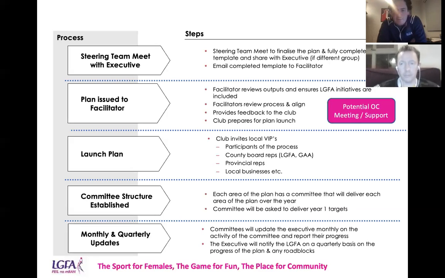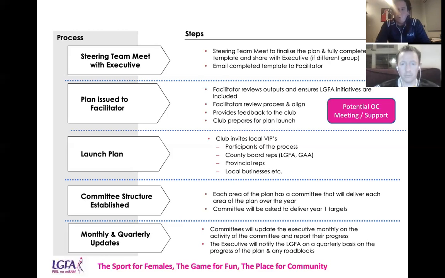So the next task then will be establishing a committee to look after the plan. And that can be, again, as we talked about subcommittees, just another subcommittee of your club. And they can be tasked with looking after the plan and reviewing the plan and just keeping everyone up to date about what's going on with the plan. And if you decide to go ahead with a club plan, that plan should be at every meeting moving forward, every committee meeting. It should be there, and it should be, well, how are we doing compared to the plan? Say each area of the plan has a committee that delivers each area of the plan over the year.